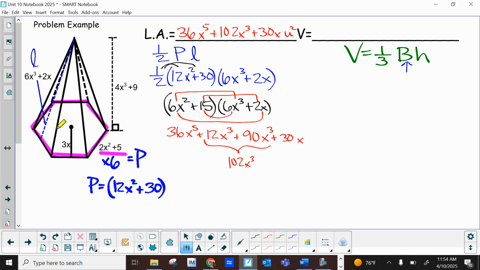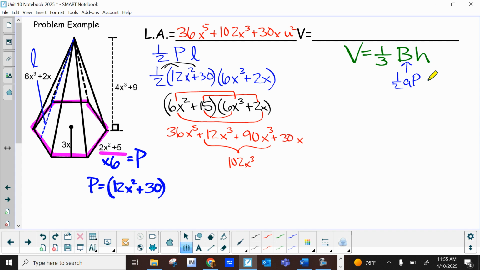Well, the base is a regular hexagon. So guess what it is? It's 1/2 apothem times perimeter. 1/2 apothem times perimeter. So that's going to be 3x. Actually, let me write it down first. So that way you know what I'm plugging into what. So 1/2 apothem times perimeter.